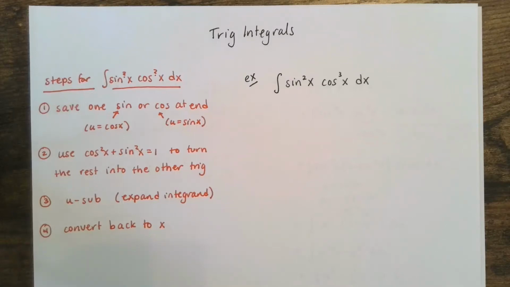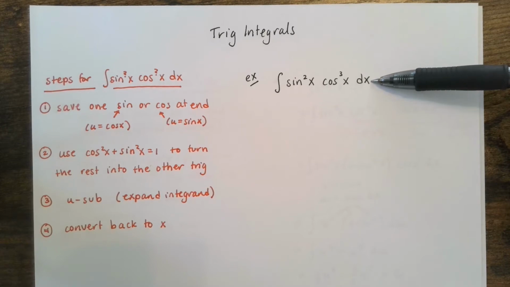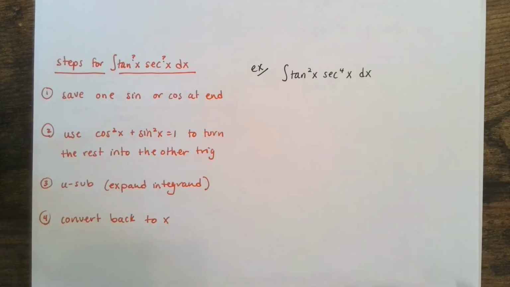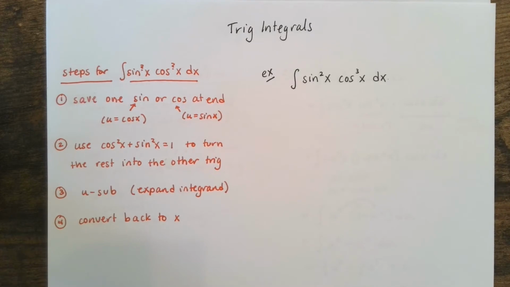Welcome back. In this video we're talking about trig integrals. So we're going to do two examples in this video. The first one is sine squared cosine cubed right here with some steps on the side, and then the second one we'll do with tangent and secant. Okay, so we'll start with sine and cosine.